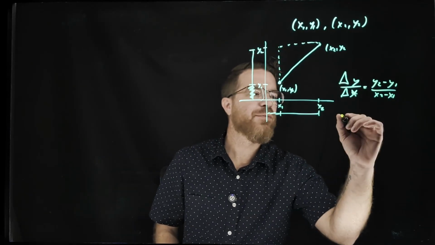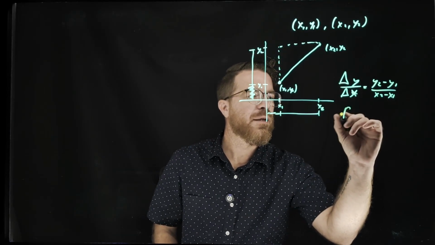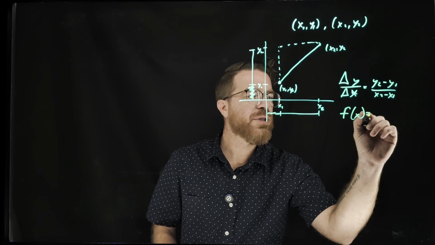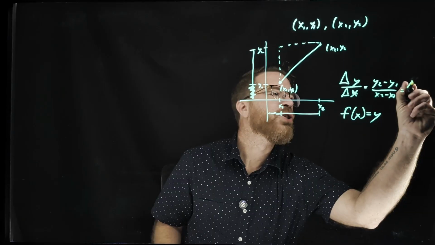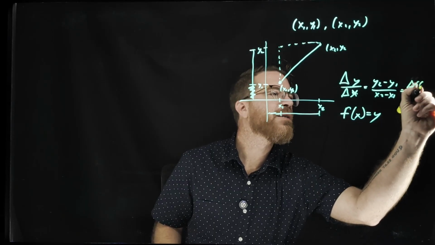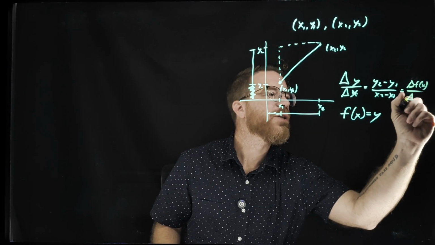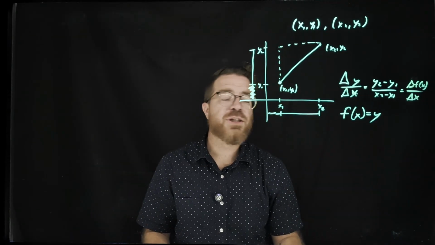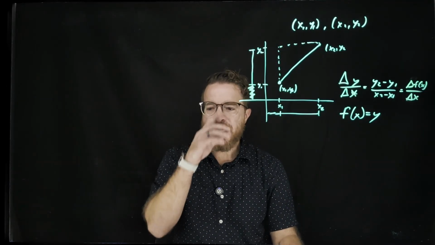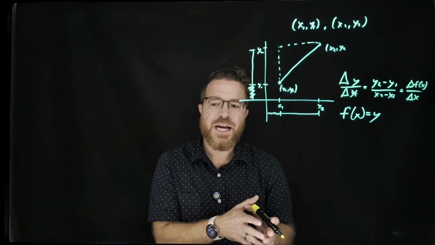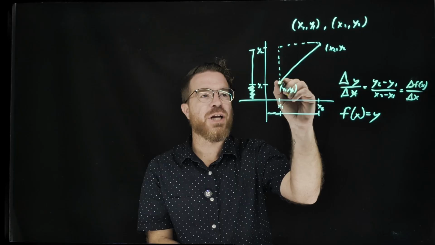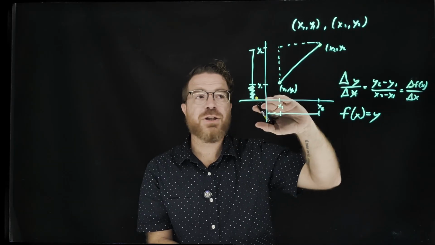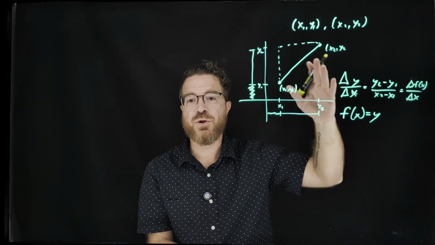And since f of x can usually be written as y, this can be written as the change in f of x divided by the change in x. So what does this slope actually represent? Well, it represents the average rate of change between 2 points. So if I wanted to know what is the average rate of change from this point to this point, I could just consider the slope between those 2 points.